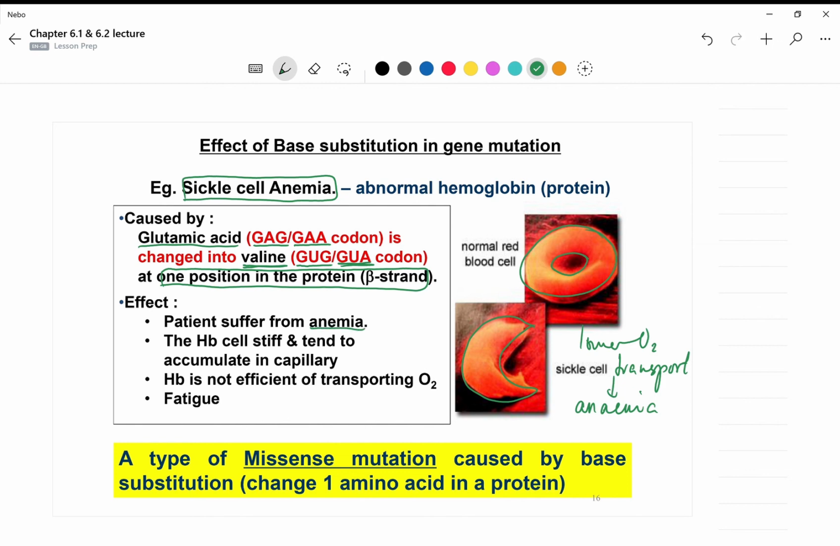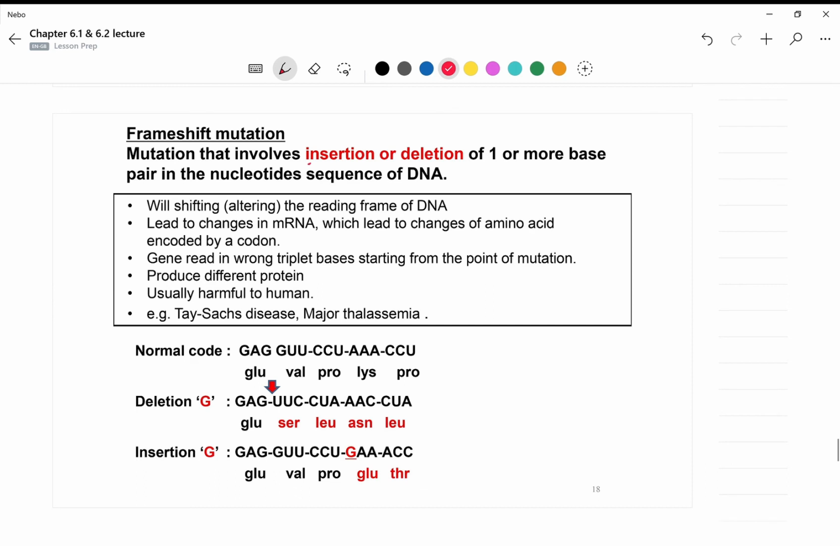So the effect of a person with sickle cell anemia includes stiff hemoglobin, or we could also say sticky. So therefore it tends to accumulate in capillary, causing blockage. And then obviously hemoglobin is not efficient in transporting oxygen, and therefore it will cause fatigue.